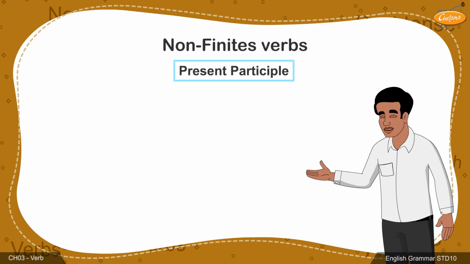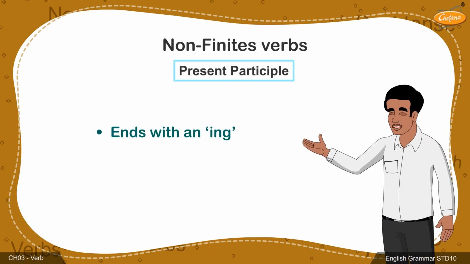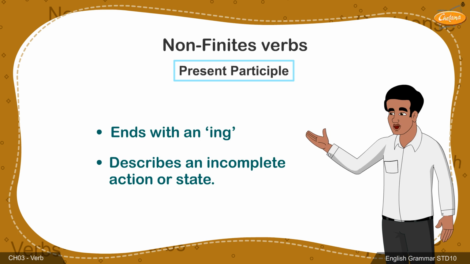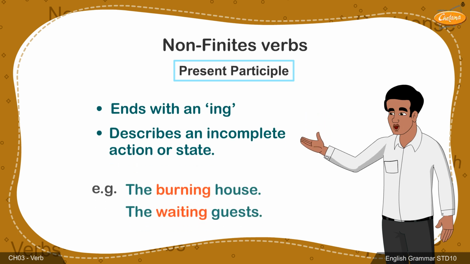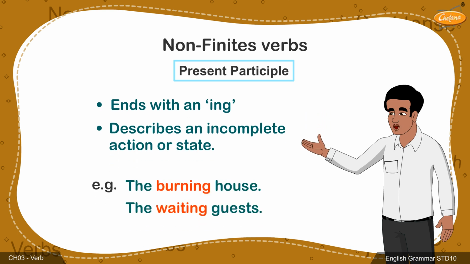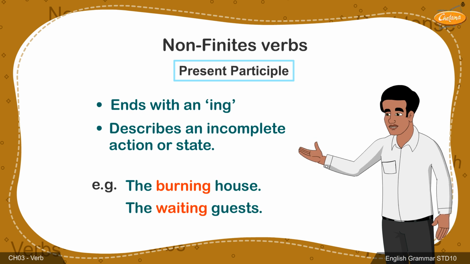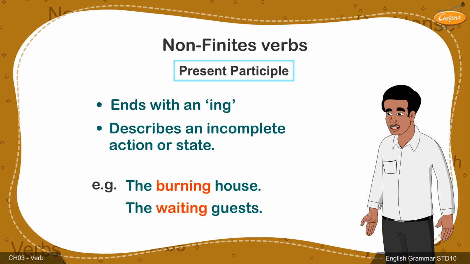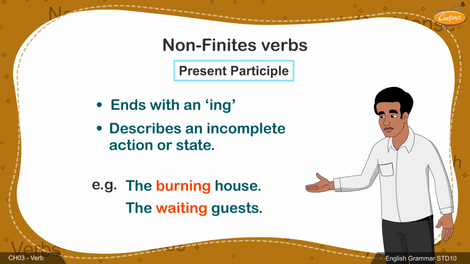A present participle ends with ing and describes an incomplete action or state. In the given examples, both participles, burning and waiting, indicate the continuation of the action as they end in ing.